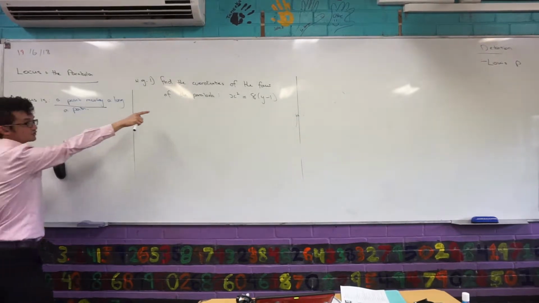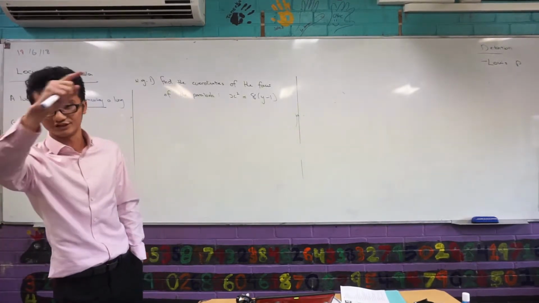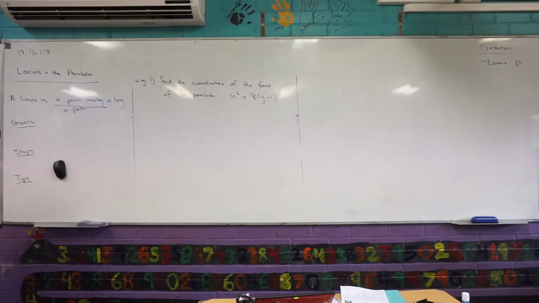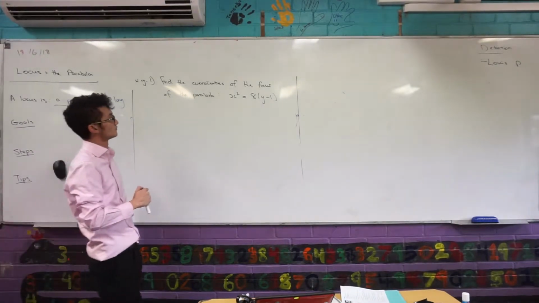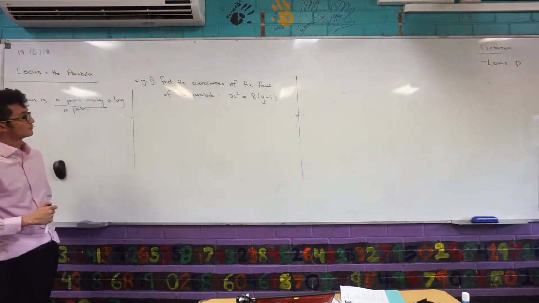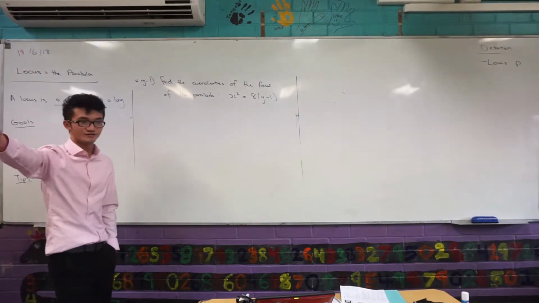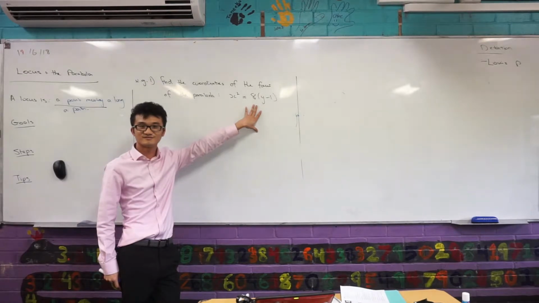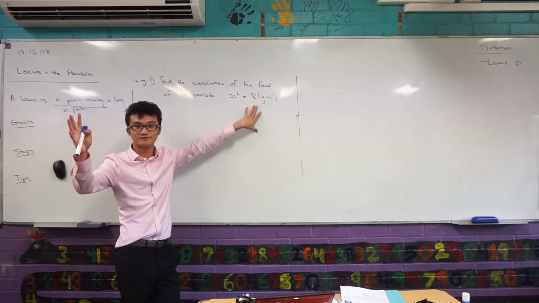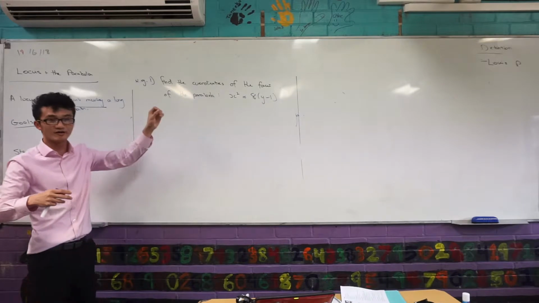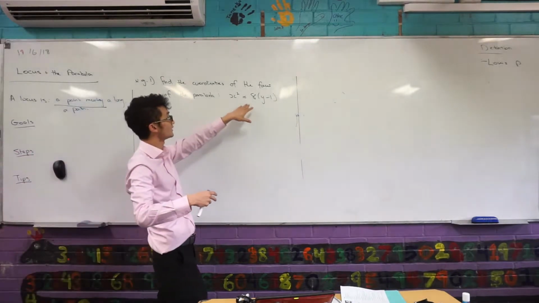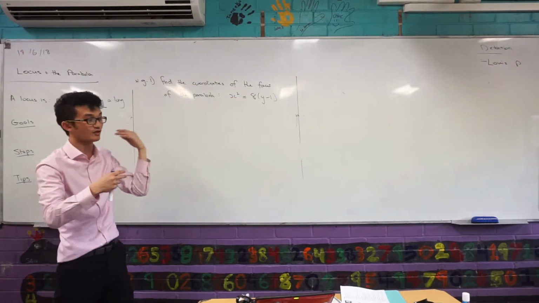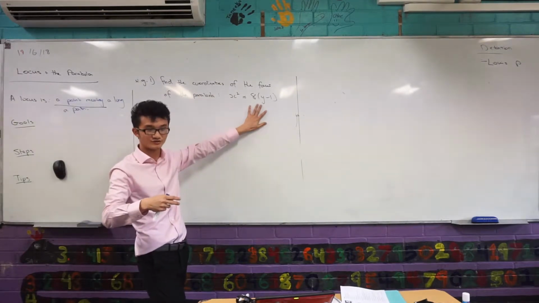Now, let's look at this first question on your sheets in front of you. Callum, do you want to read it out for me? Find the coordinates of the focus of the parabola x squared equals 8(y minus 1). Before we even start, what kind of parabola is this? Concave up. I know that my concave up parabola has the equation x squared equals 4ay if it's at the origin. Obviously, this one is going to have some shifts here.